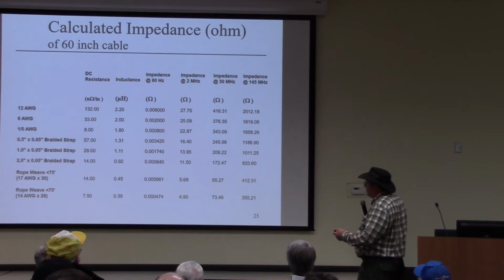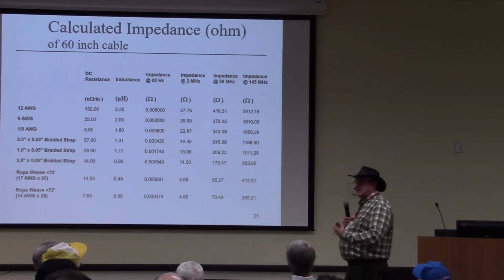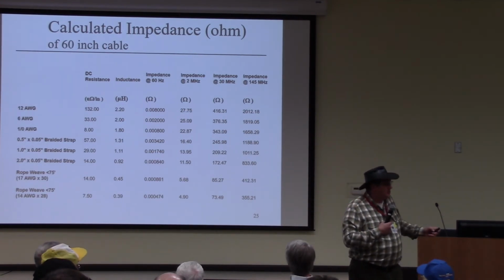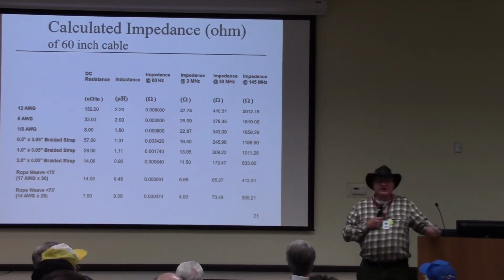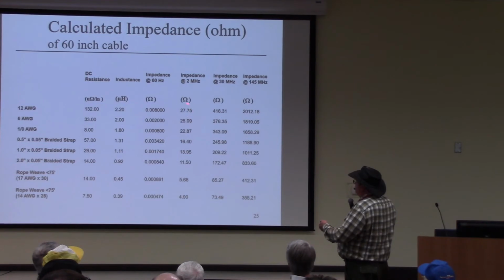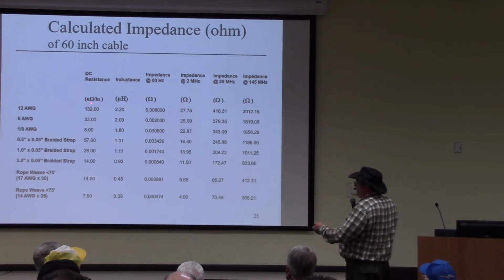Now your lightning strike is going to be below that. The energy content of the lightning strike is going to be in the kilohertz range, okay, hundreds of kilohertz, not up in the megs. So if you use the 2 meg for lightning, a 12 gauge wire is going to look like 27 ohms, not micro ohms per inch.